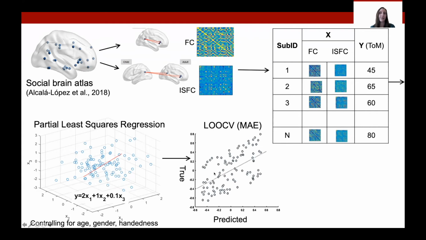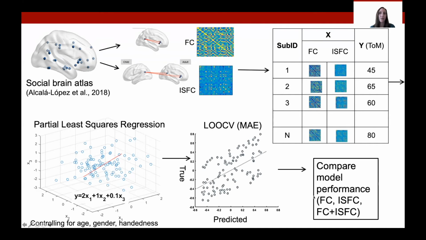A leave-one-out cross-validation was then used to find the optimal dimensionality of latent variables, or the number of components, by minimizing the predictive mean absolute error. And then this MAE was used to compare model performance between a model with just functional connectivity, with just intersubject functional correlation, or with the combination of functional connectivity and intersubject functional correlation.